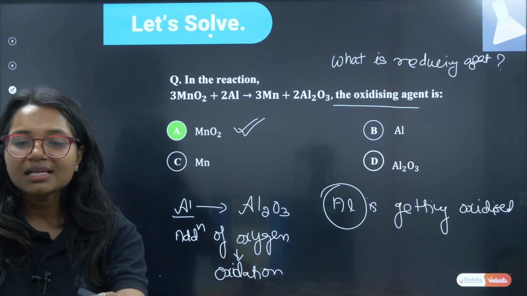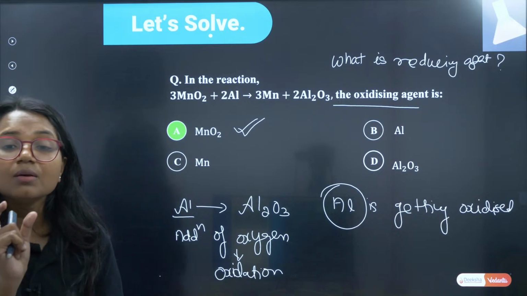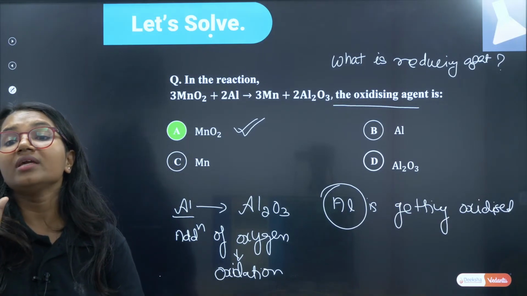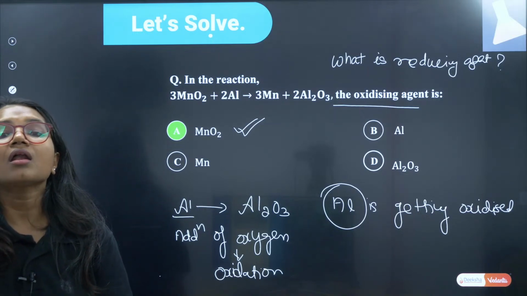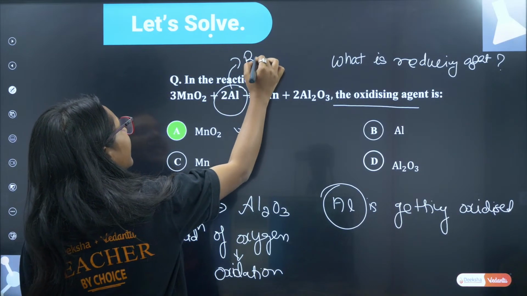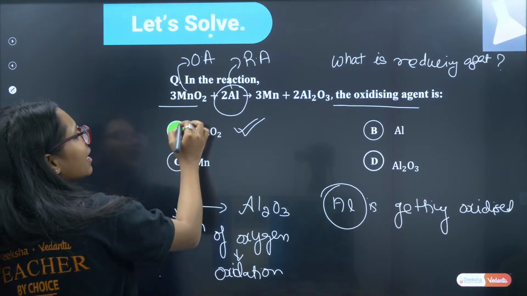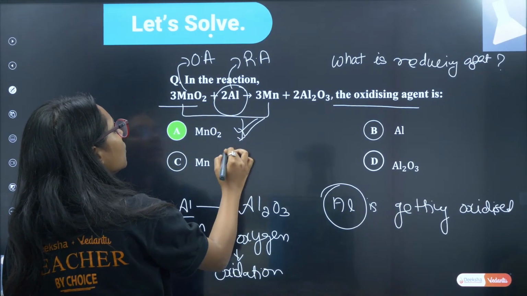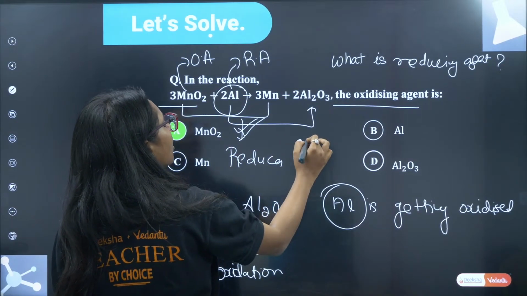Understood? Yes. Very good, Harsha, Sumukh, Gautami. If aluminium is getting oxidized, it means aluminium is what? It means that aluminium is a reducing agent. Here aluminium is reducing agent. Here MnO2 is an oxidizing agent. MnO2 got reduced. Is that clear? Aluminium got oxidized.